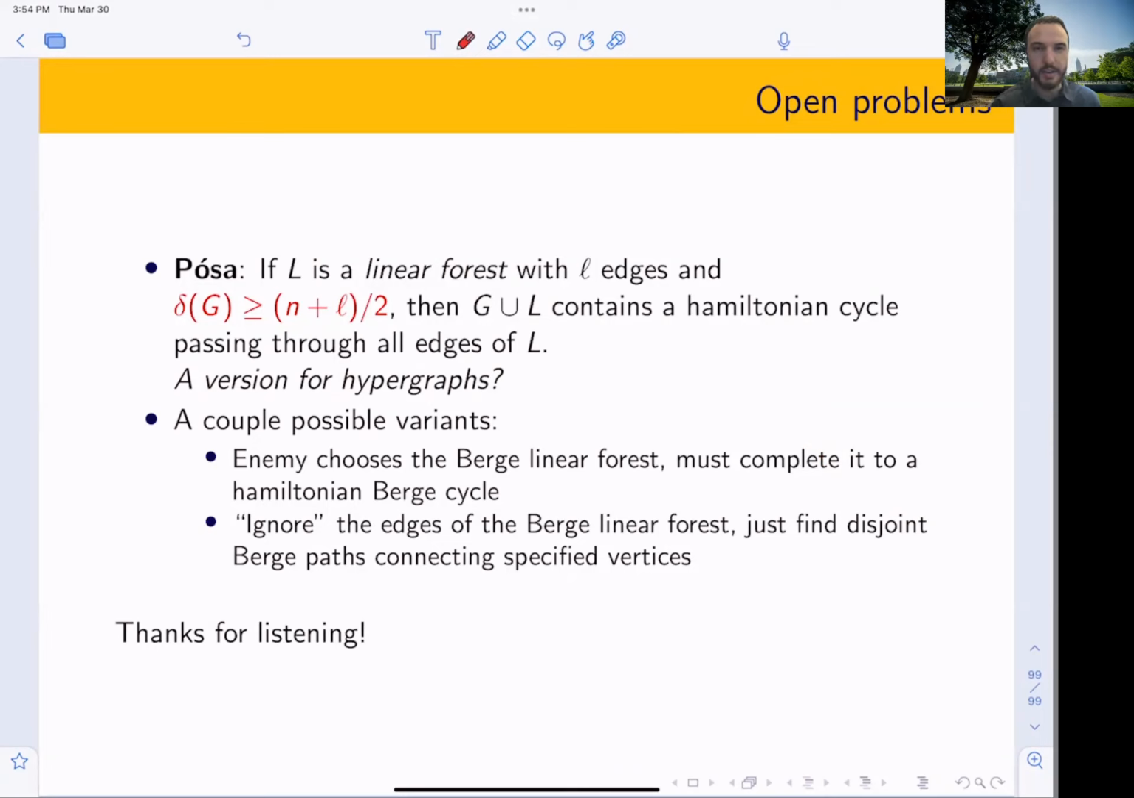Okay, so on the count of three, let's unmute and give Ruth a round of applause. 3, 2, 1. Thank you.